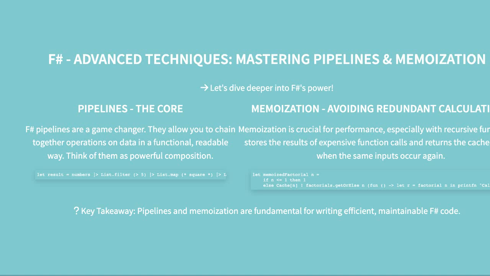Next up, let's tackle memoization. This is all about avoiding redundant calculations, especially when you have recursive functions. It's like a memory system for your code. If you calculate something once, it remembers the result and reuses it later, saving you time and resources.